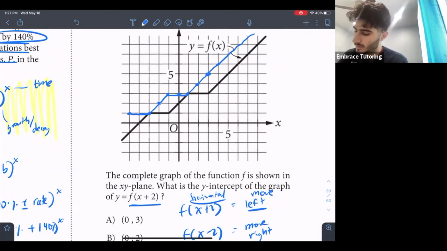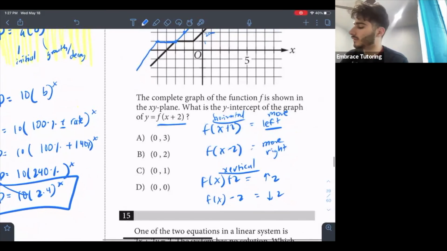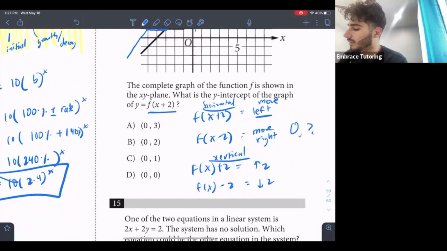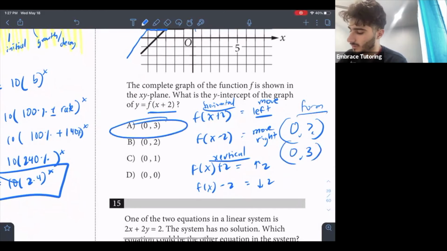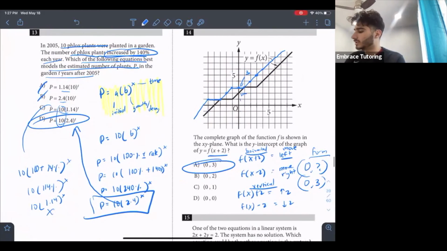It just goes up, up, up, and then it's going to go down, down, down. And so the new y-intercept, instead of being at 2, is at 3. Our answer for the y-intercept is always in the (0, y) form, meaning it's (0, 3). Our answer is choice A for question 14. So that's how you do this question. Just know the transformations and how the function is affected when it's a horizontal transformation versus a vertical transformation.